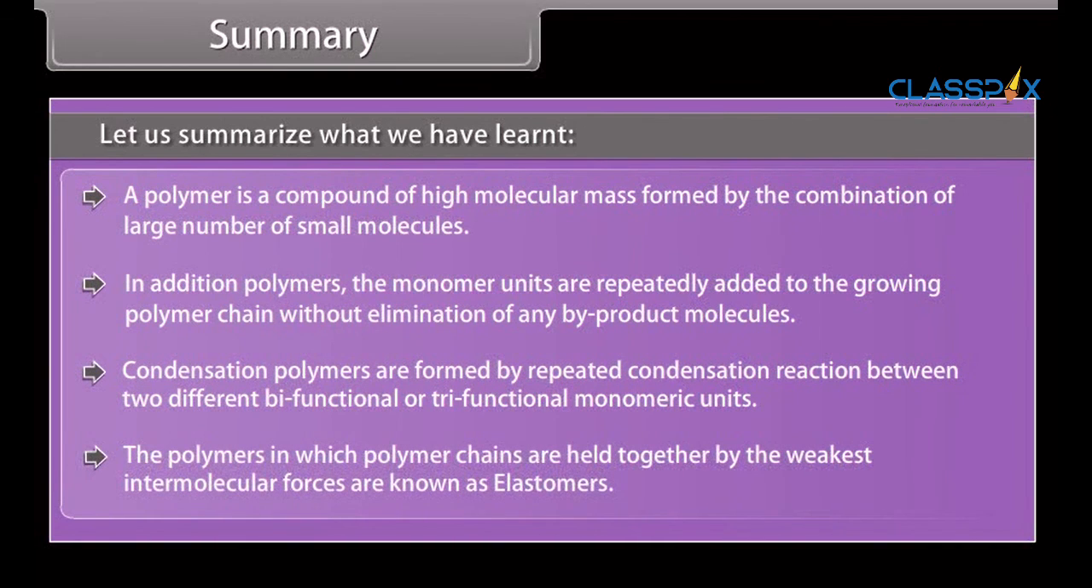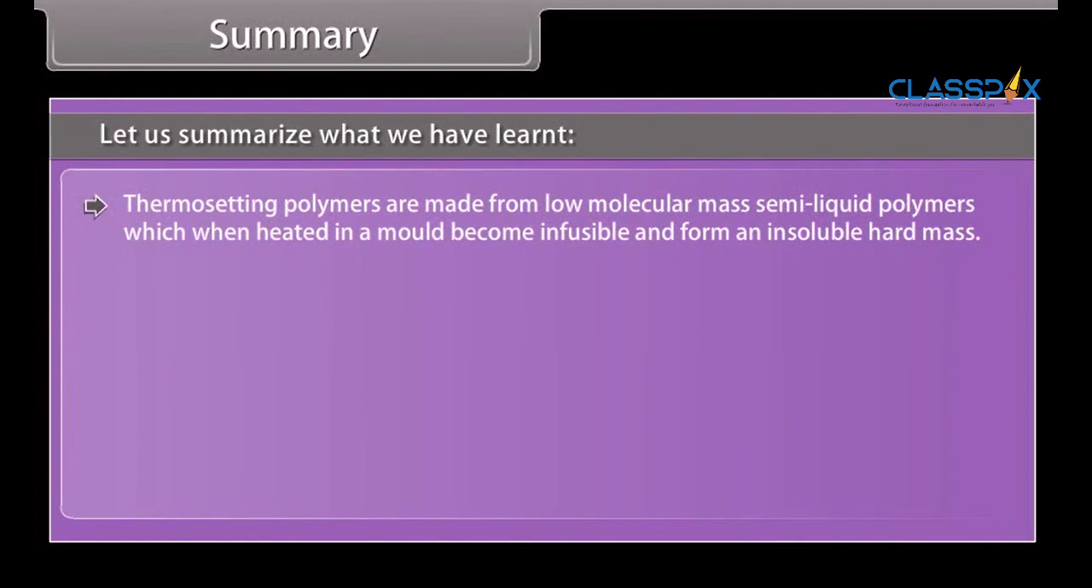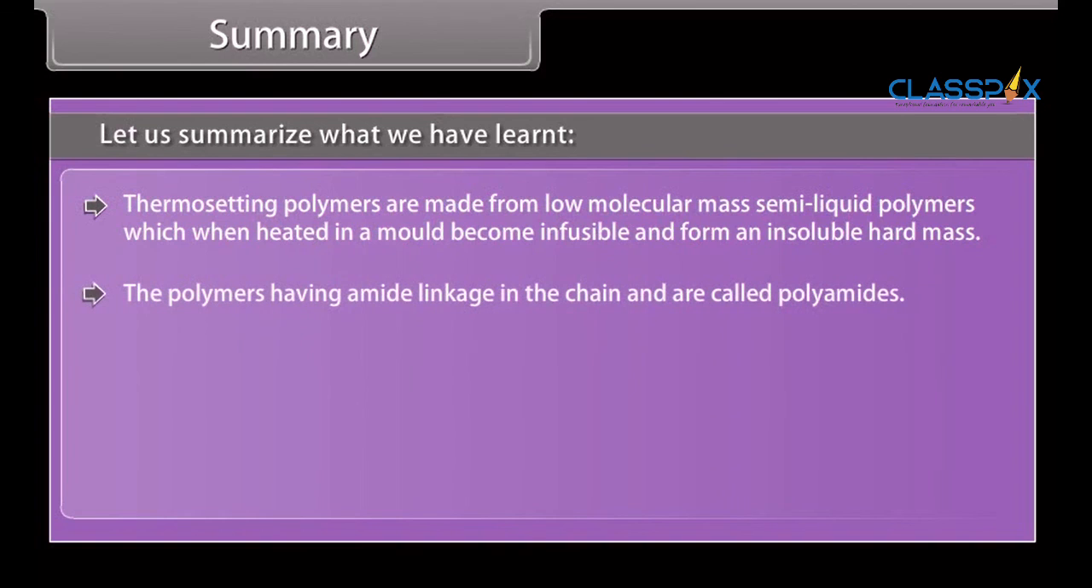The polymers in which polymer chains are held together by the weakest intermolecular forces are known as elastomers. Thermosetting polymers are made from low molecular mass semi-liquid polymers which when heated in a mold become infusible and form an insoluble hard mass. The polymers having amide linkage in the chain are called polyamides.